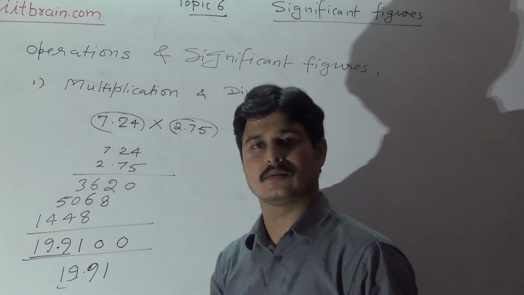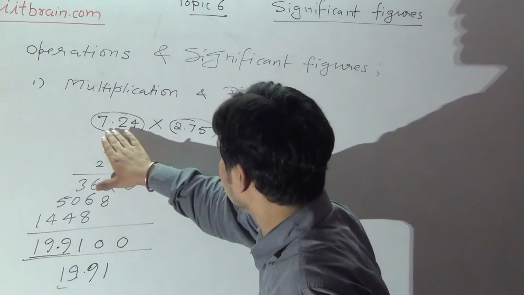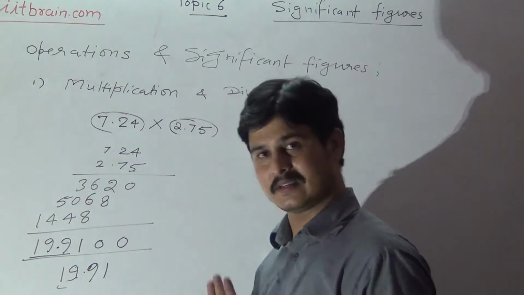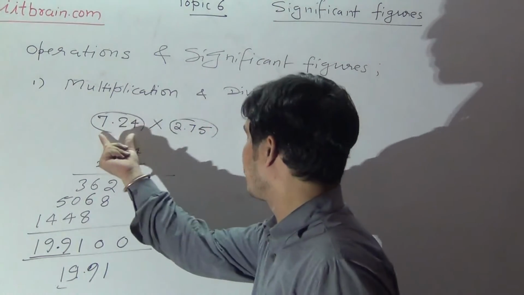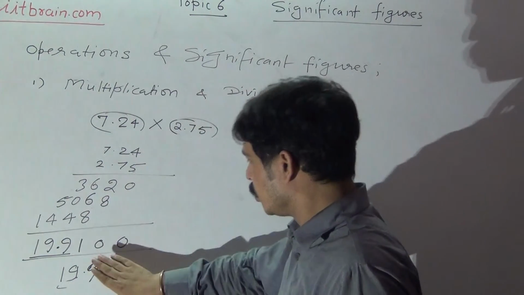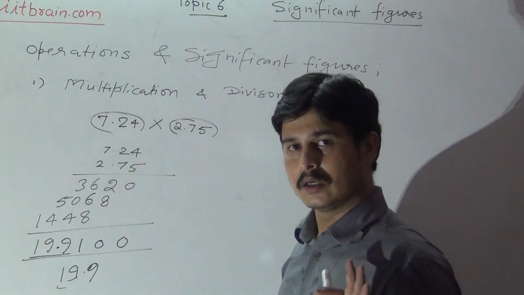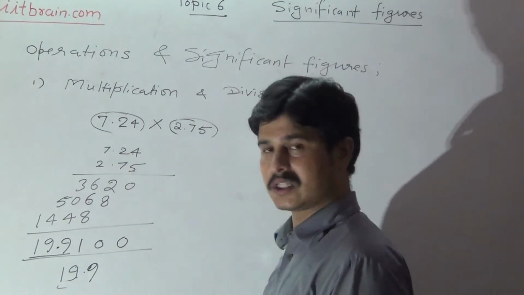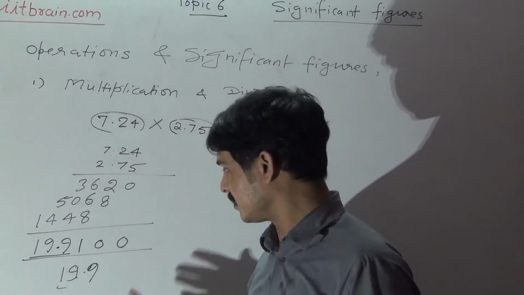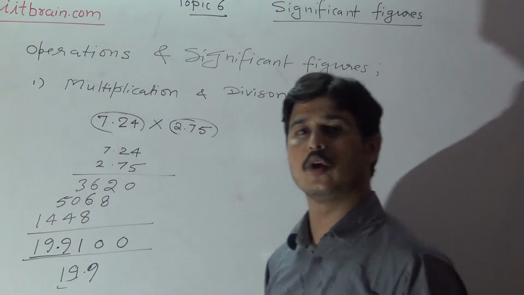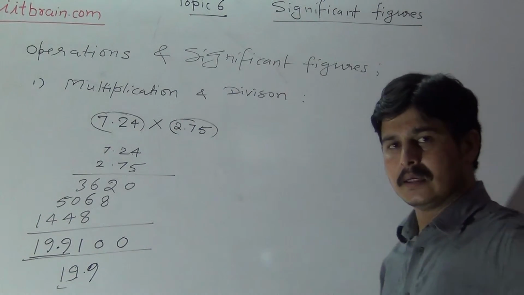The rules of multiplication are different from those of addition and subtraction. In multiplication we do not look at how many places are after the decimal, we look at the total number of places. This number contains 3 places, this number contains 3 places also, so your answer will be 19.9 only. You should not consider 100 as significant. So 19.9 is the answer up to significant numbers, and these 3 are non-significant numbers. So this is the law to multiply and divide.